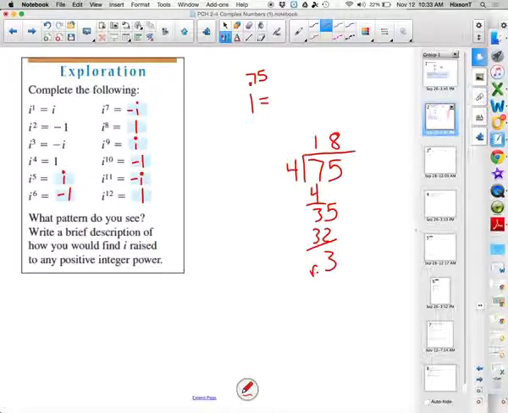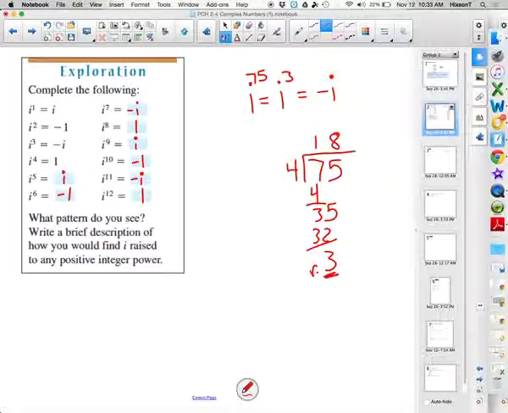So what is it? It's -i, okay? Because that remainder tells us the equivalent. It's i to the third power. So that is a -i. And notice, no matter what we started with, we'll get down to i to a first power at most.